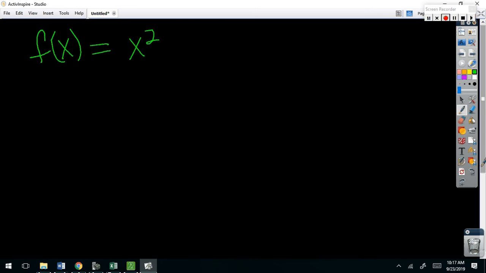All right. So, f of x, because it's written this way, tells me first off that it's a function, right? What does it mean to be a function? It passes the vertical line test. One and only one output for every input. Okay? Every x has one and only one y that matches up to it.